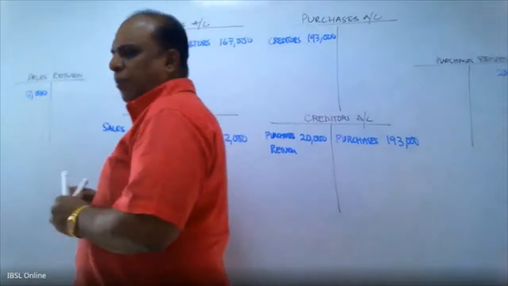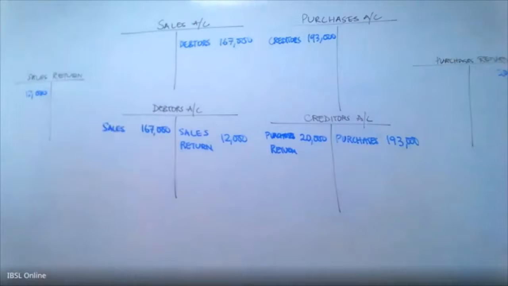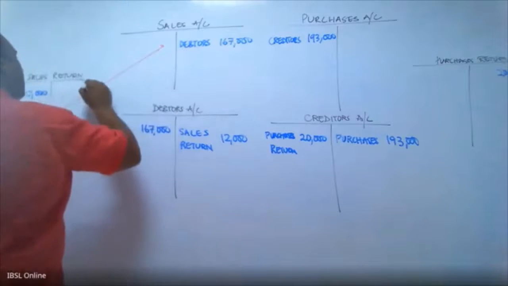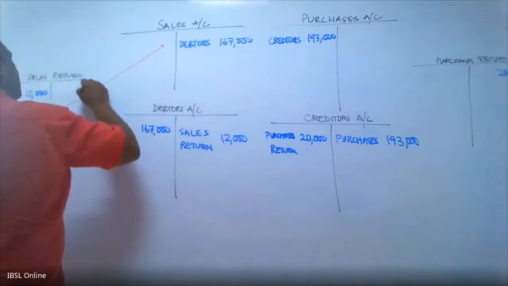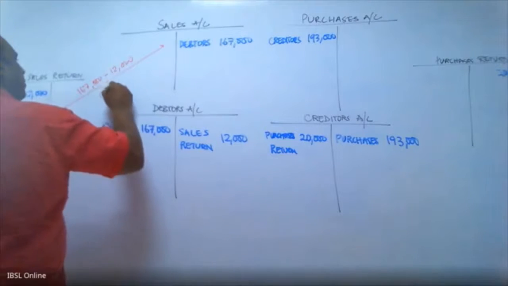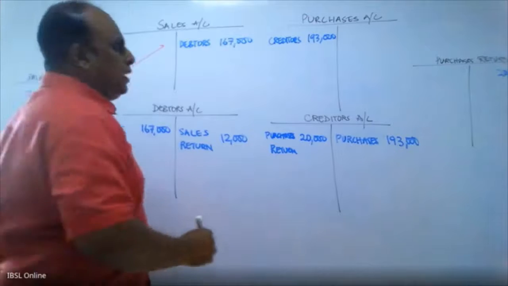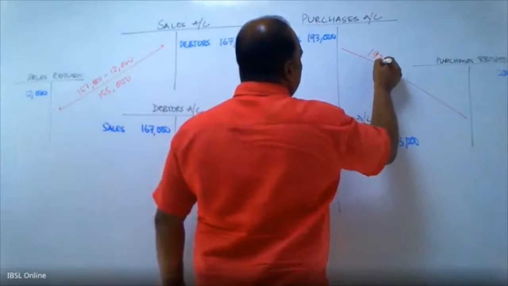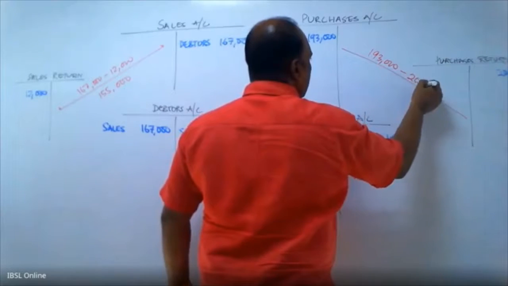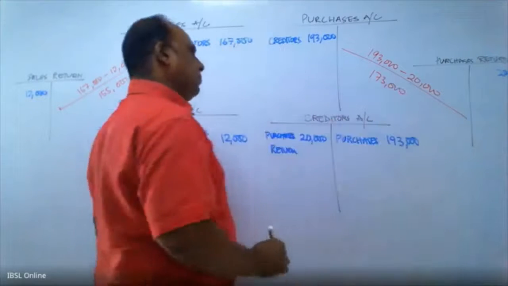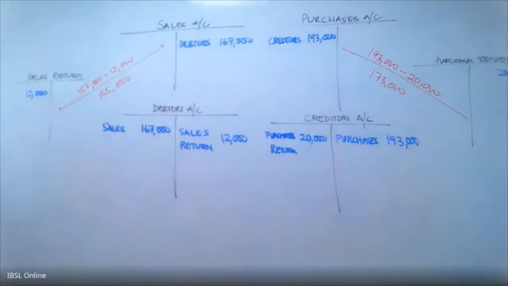Right. So when you are preparing financial statements, effectively, what is going to happen? Your sales will be net of these two: 167 minus 12, so it will be 155,000. Your purchases will be net of these two: that is 193 minus 20, that is 173. That is your P&L side of it.